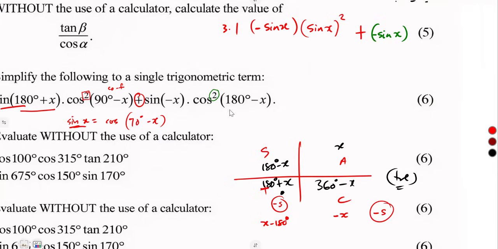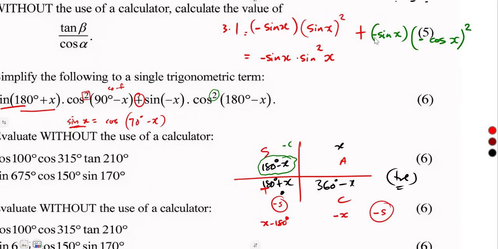But we have 180 minus x. 180 degrees minus x lies in the second quadrant where cos is negative. So it was going to give us negative cos of x. But being squared, you must square that one. All right, so this is where we are. Negative sine of x, sine squared, the same as sine squared x.